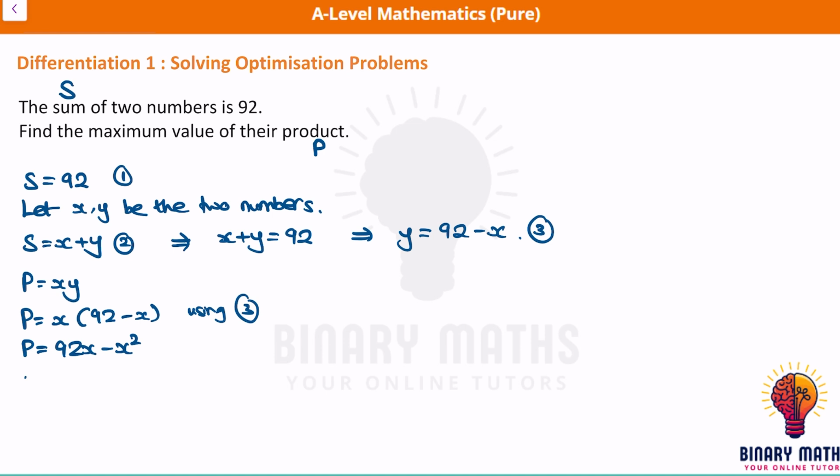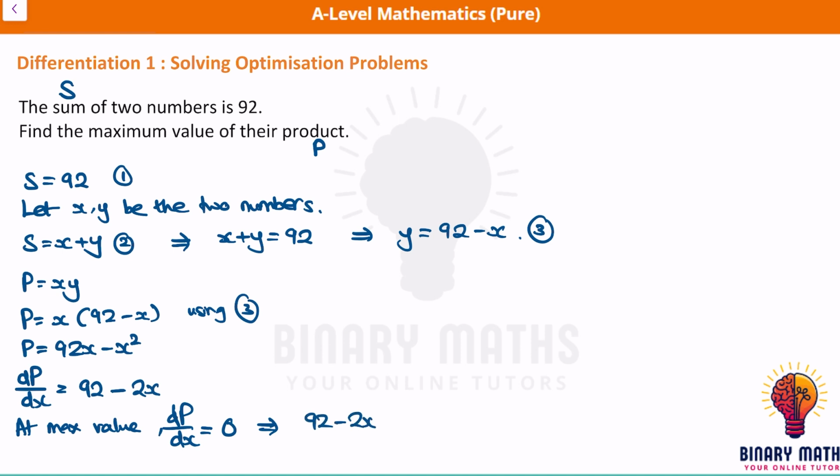So we've got P as the subject of the formula and we have everything in terms of X. Then we can differentiate P with respect to X. Then we get 92 minus 2X. Now at the maximum value, dP over dX, the derivative of P with respect to X, will be equal to 0, which implies 92 minus 2X is equal to 0, which means 92 is equal to 2X, which means X is equal to 92 divided by 2, which is equal to 46.